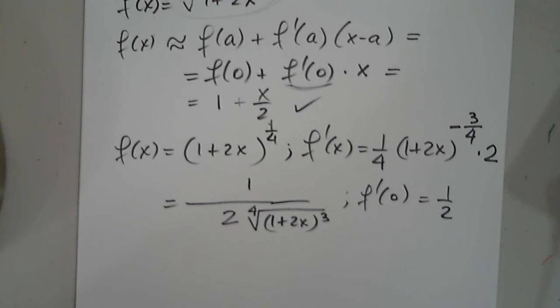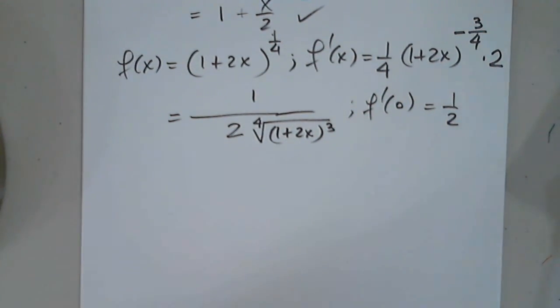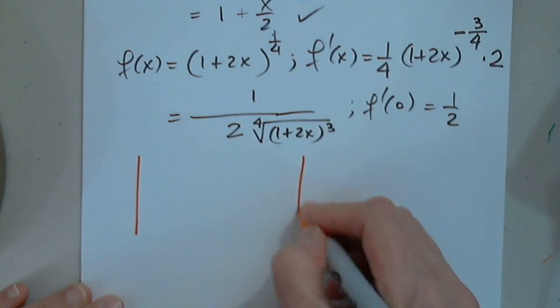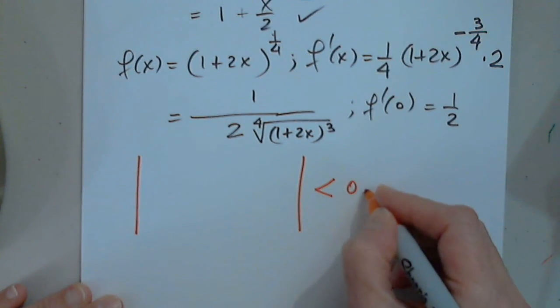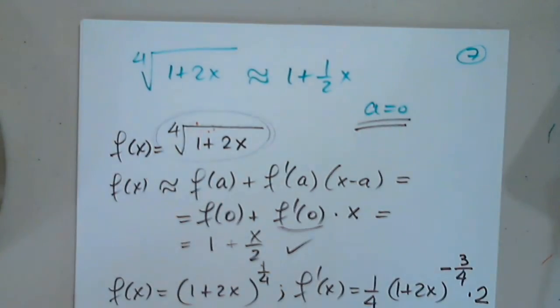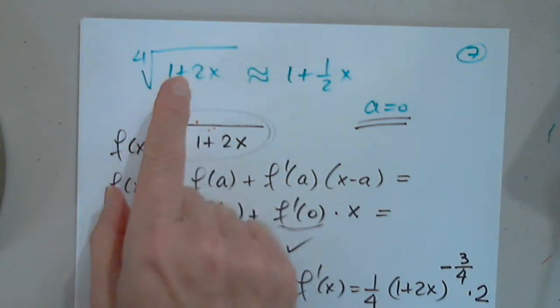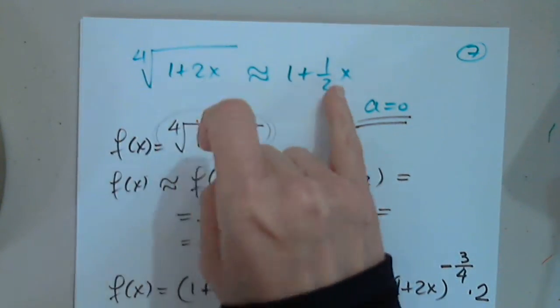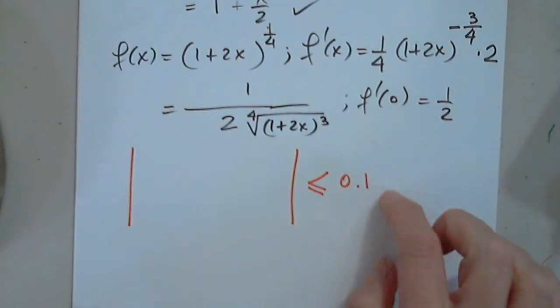Then use a graphing calculator or computer to determine the values of x for which the linear approximation is accurate within 0.1. Aha. So now they want this, and could be equal. They want this minus this, the error of the approximation, this minus this, to be less than 0.1.